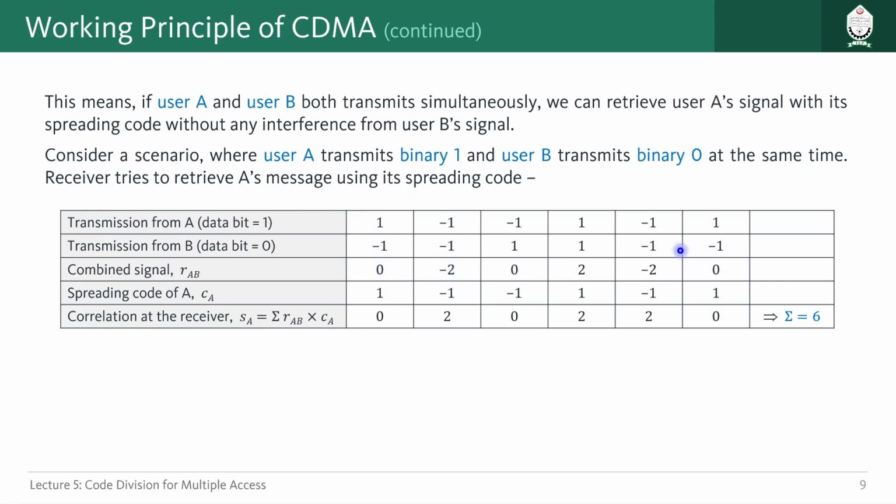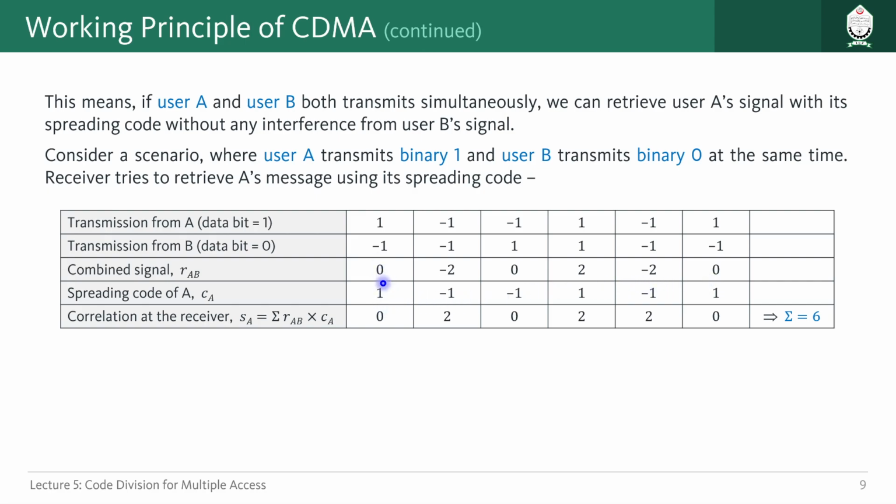So in this way, all of these are added up, and this is the combined or composite signal we are getting at the channel that will be received by our receiver. And what will the receiver do? Receiver will have the spreading sequence of user A. It will try to correlate the received signal, this one, with the spreading sequence of A. So that is done here.